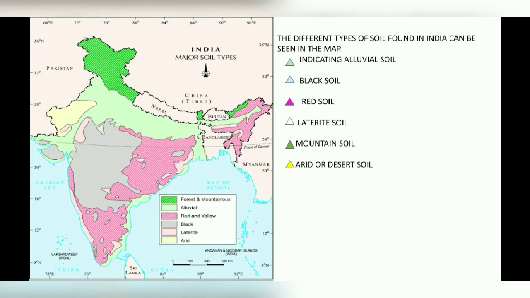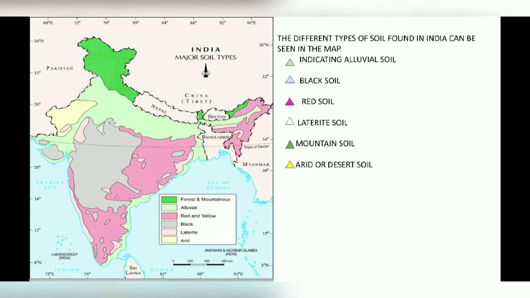Point number two, that is the black soil. It is found mostly in the regions of Gujarat, Maharashtra, as well as some portion of Karnataka and Andhra Pradesh. This black soil is from volcanic lavas or volcanic rocks. It is black in color and is also a very fertile soil.